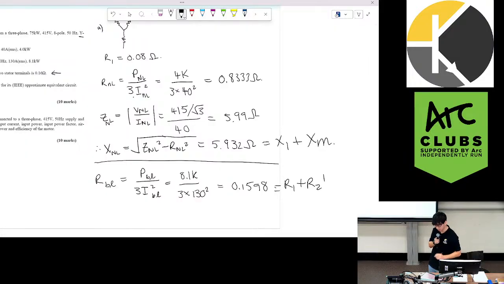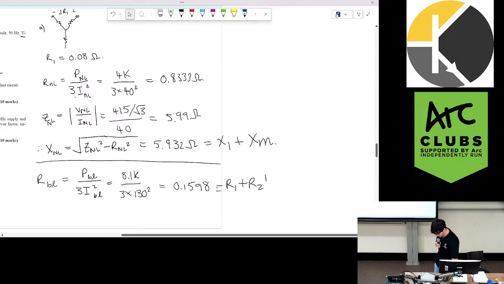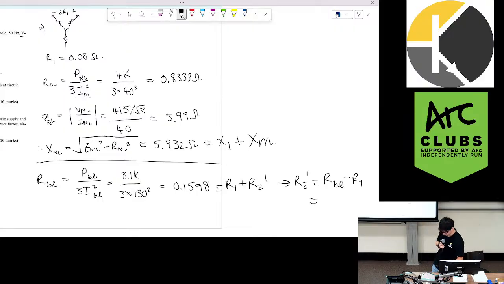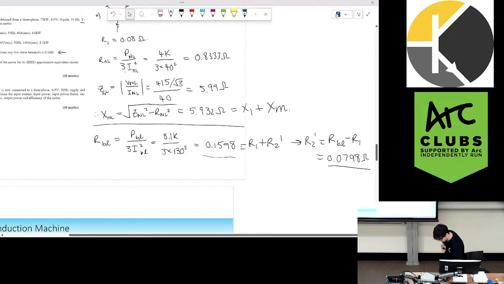So we already know R1. So now we can finally get an actual parameter out of this. R2 dash is our blocked rotor resistance minus R1. So that's 0.1598 minus 0.08. So this is 0.0798 ohms. Great. Next we can do the blocked rotor impedance.